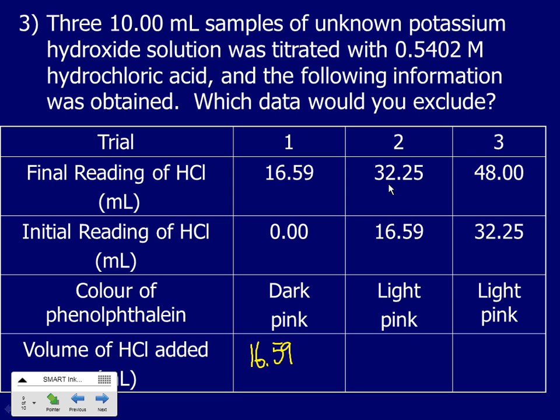My next titration went from 16.59 to 32. How much did I add on the next one? Yep, what do you got there? 15.66. Again, look at that. That's not very good at all. Look at the difference. We're almost a milliliter difference. That's terrible. I must have did that.